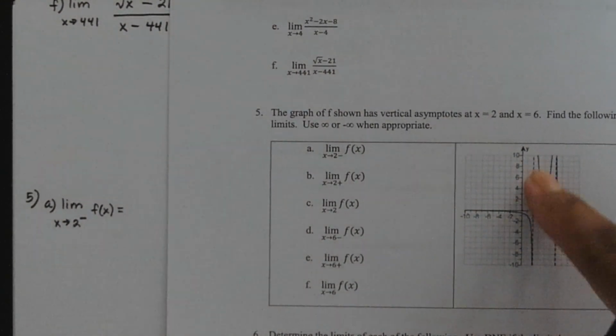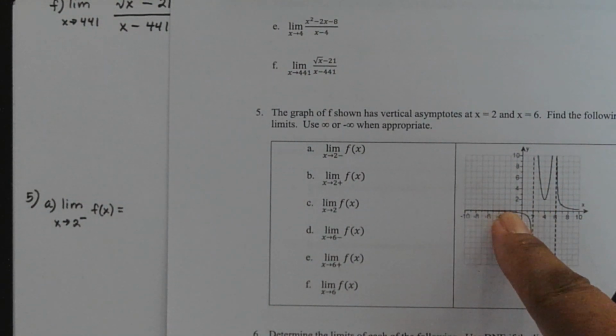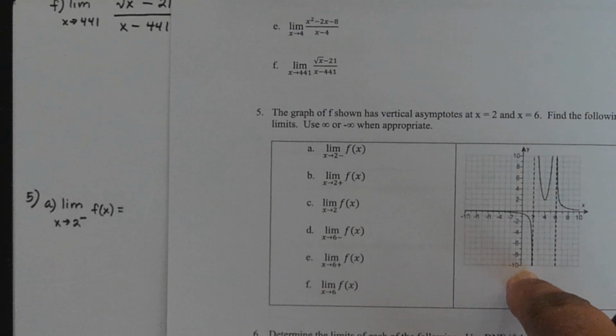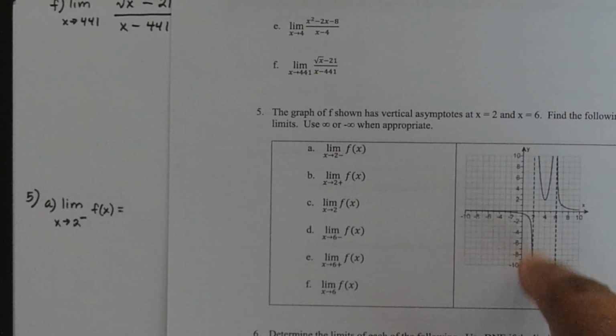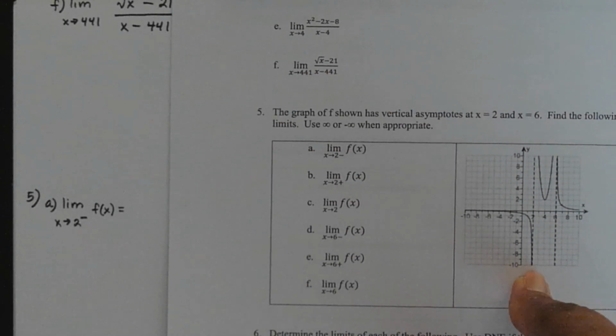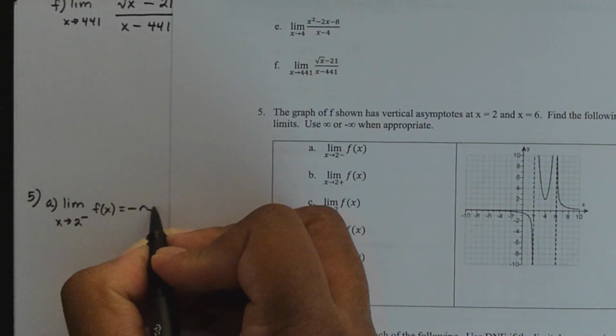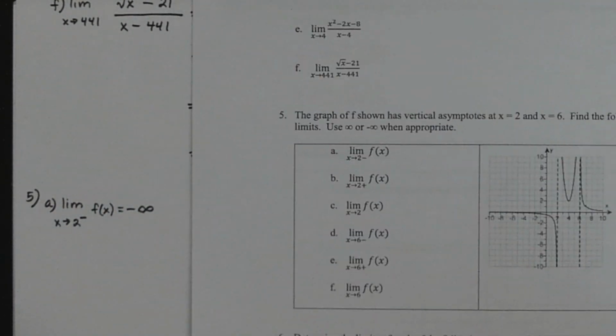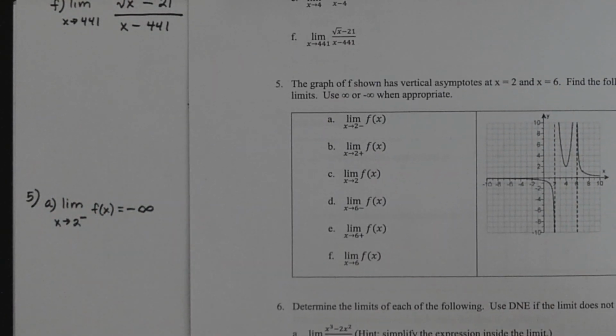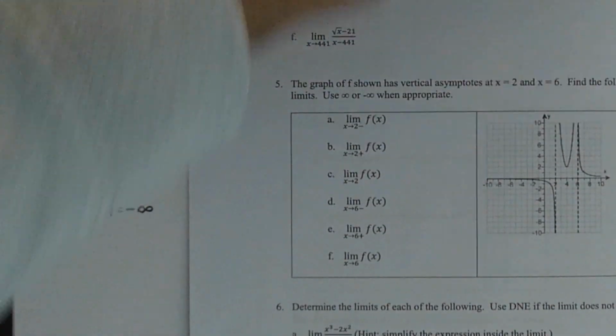So here's 2 right here. That's that vertical asymptote. When you approach 2 from the left side of 2, these values here for f of x will be going off to where? Negative infinity, because it's going downward indefinitely. So it'll be negative infinity. Okay, so that's part A.